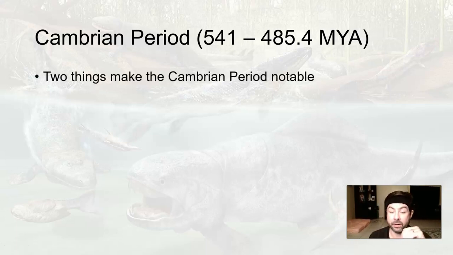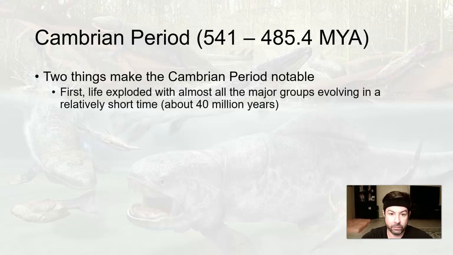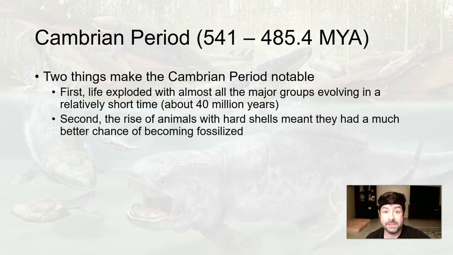So the Cambrian period is in total about 541 million years ago to 485.4 million years ago. Two things make the Cambrian period notable. First, the rapid explosion of life in a relatively short time, anywhere from about 20 to 40 million years or so. Second is the rise of animals with hard shells, meaning they had a much better chance of being fossilized than those soft body stuff from the Ediacaran.